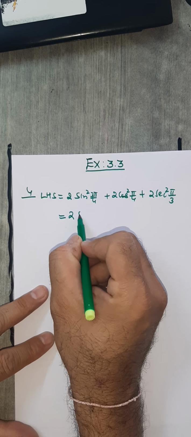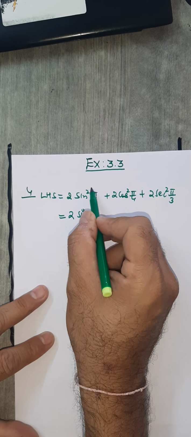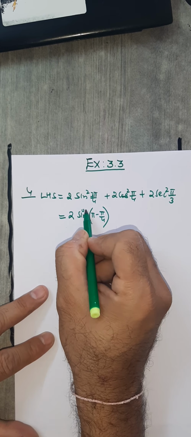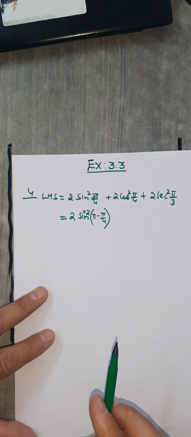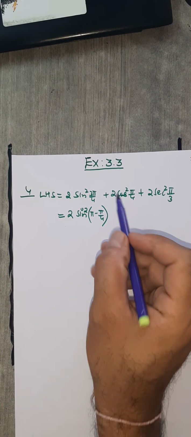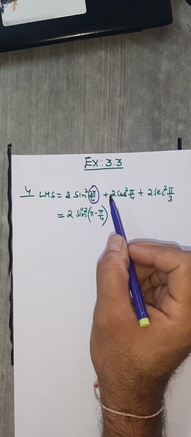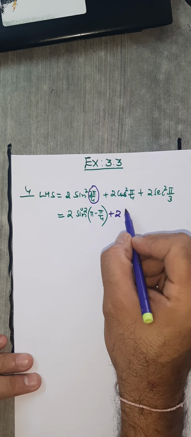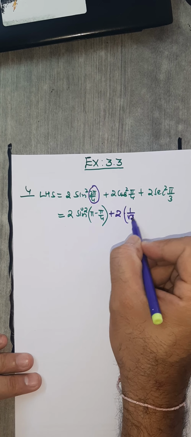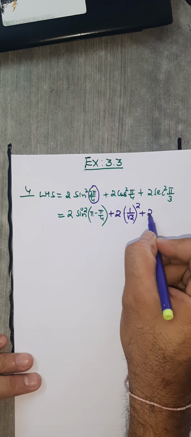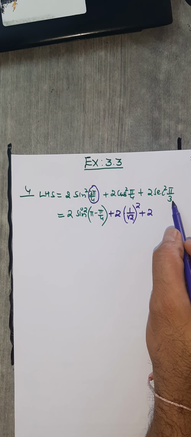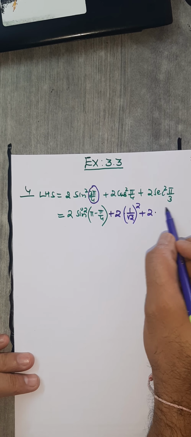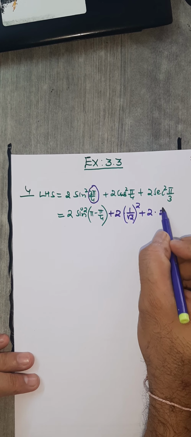So this is twice, you can write here, this is a very well known expression. You can write pi minus pi by 4, right? This 3 pi by 4 is pi minus pi by 4. So I wrote this 2 as it is. Cos pi by 4 is 1 by root 2, so 1 by root 2 the whole square. 2 sec pi by 3, cos pi by 3 at least you can recall. Cos pi by 3 is 1 by 2. So this becomes 2, the whole square.